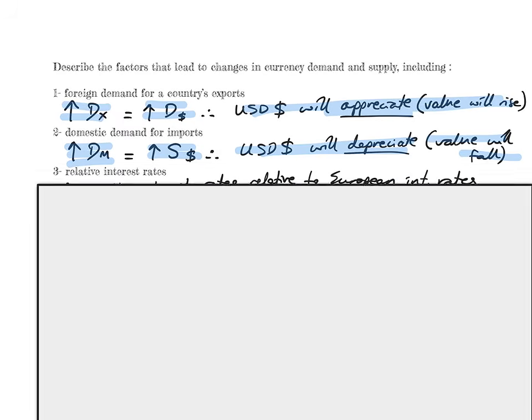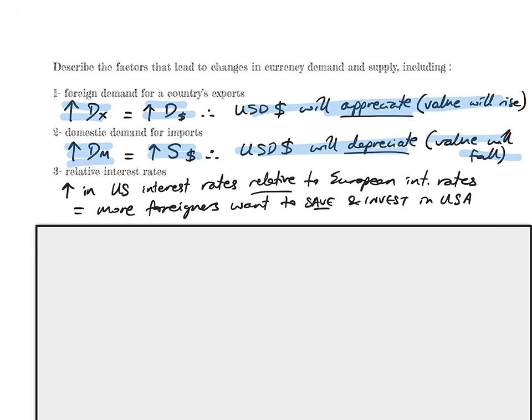The third factor is relative interest rates. If there's an increase in US interest rates compared to European interest rates, for example, more Europeans will want to save and invest in the United States. By doing this, they will increase their demand for the US dollar, which will cause the US dollar to appreciate. The opposite is true. If there's a fall in US interest rates relative to interest rates in Europe, more Europeans will want to save and invest in Europe, and more Americans will want to save and invest in Europe, which would lead to a fall in demand for the US dollar by the Europeans and an increase in the supply of the US dollar by Americans, which will cause the US dollar to depreciate.